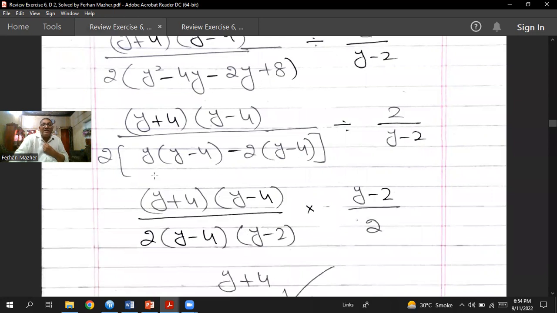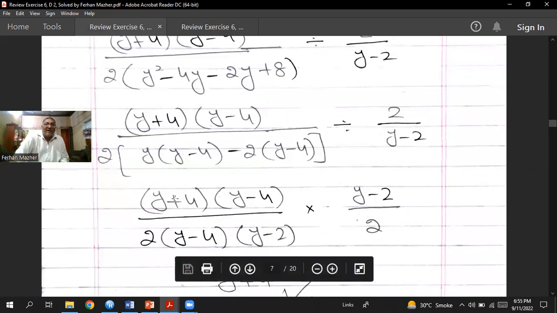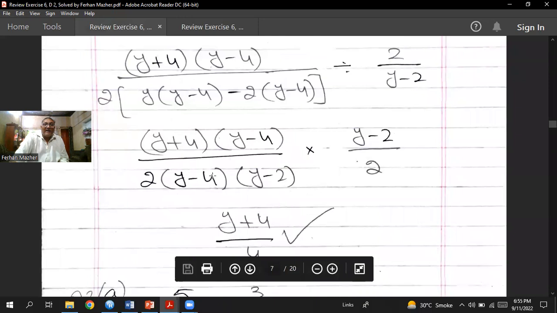So you will have (y plus 4)(y minus 4), 2 bracket, and from the first two terms I can take y common. You're left with y minus 4 in the bracket. From the last two terms I can take -2 common. So in the bracket you are left with y minus 4. So then you have divide 2 by y minus 2. So y plus 4, y minus 4, and here you will have 2 and y minus 4 is common.